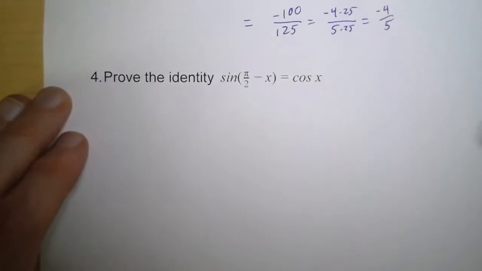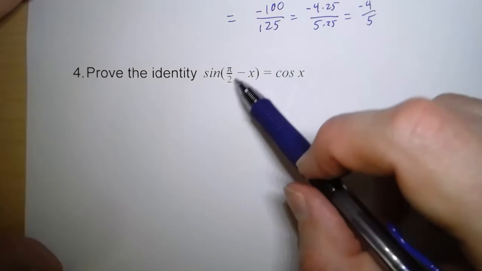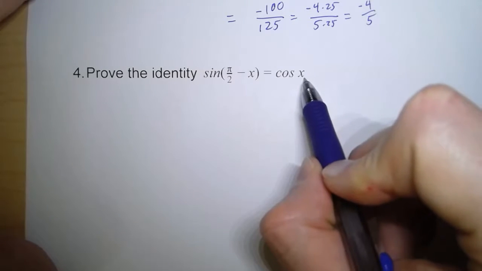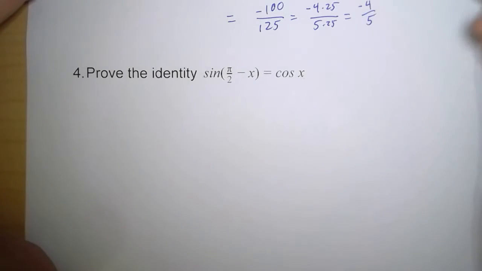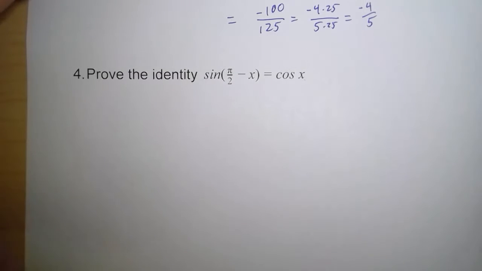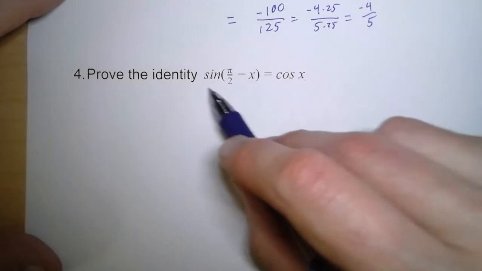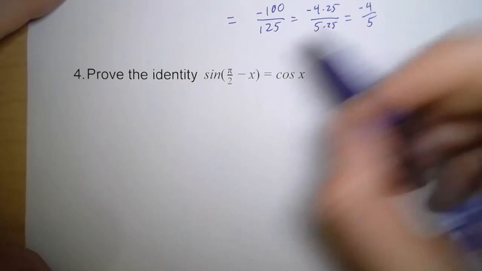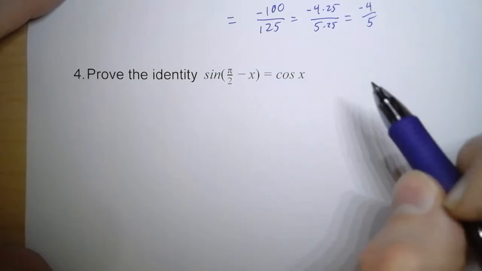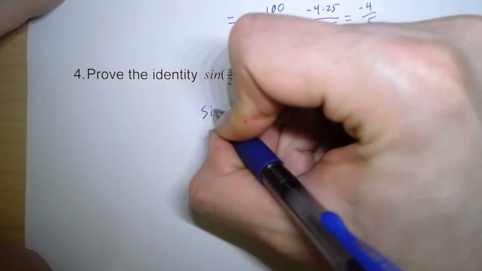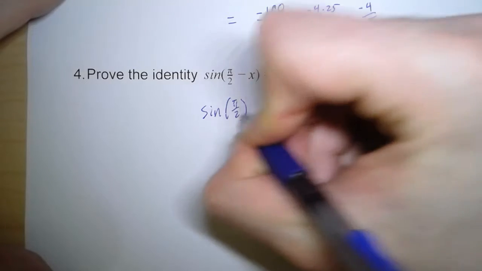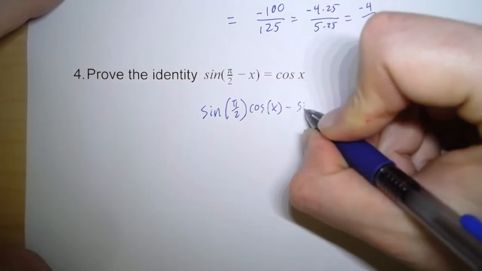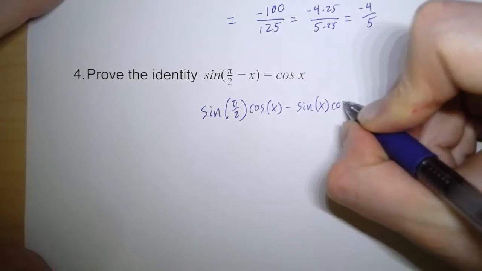Now, the last one is we want to prove this identity, and this is called the cofunction identity. Whereas these two angles are complementary. If we added them together, they'd add up to pi over 2, or 90 degrees. Now the way we can prove this is, well, we're subtracting two things, pi over 2 minus x. So what does the sum difference identity say here? Well, we should take sine of pi over 2 times cosine of x minus sine of x times cosine of pi over 2.